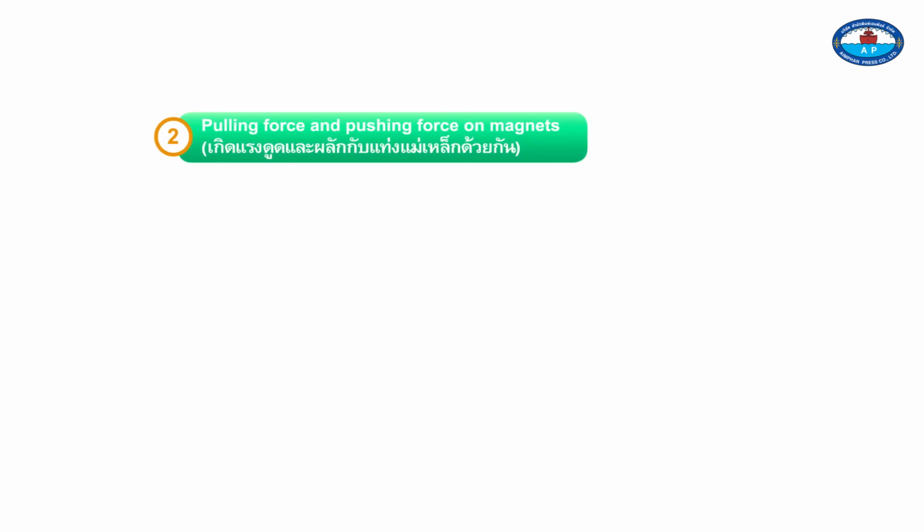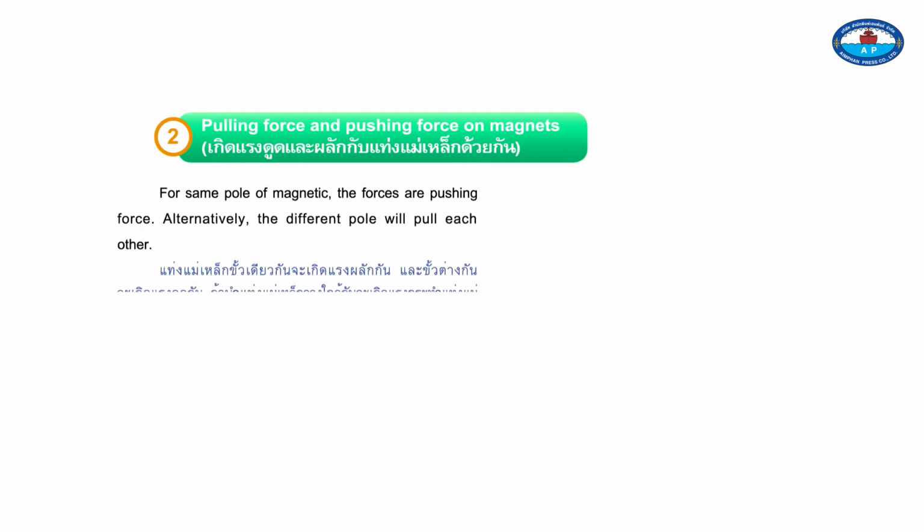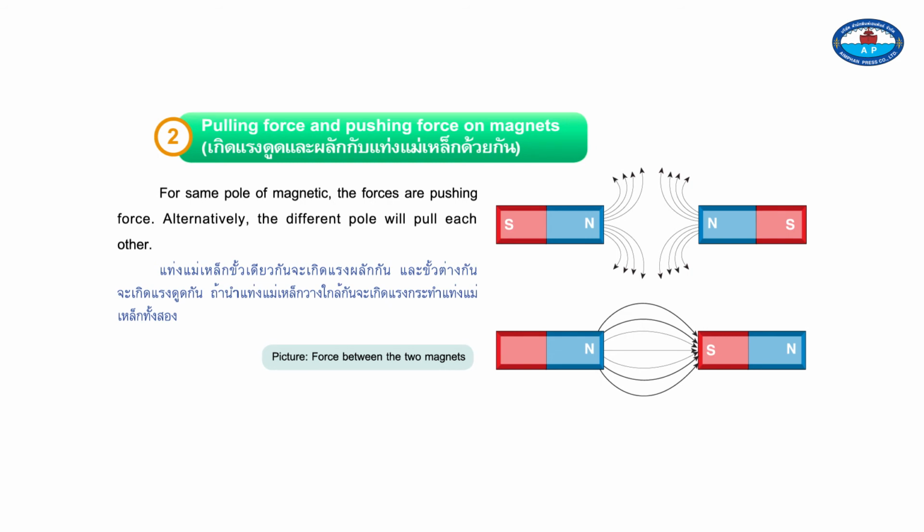2. Pulling force and pushing force on magnets. For the same pole of magnets, the forces are a pushing force. Alternatively, the different poles will pull each other together. Picture: force between the two magnets.